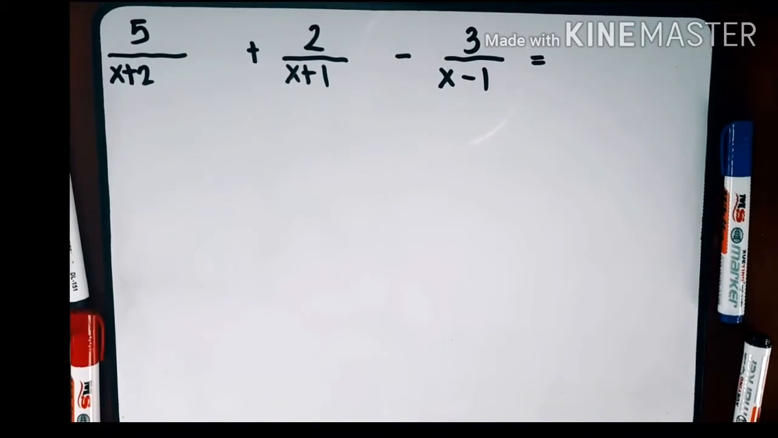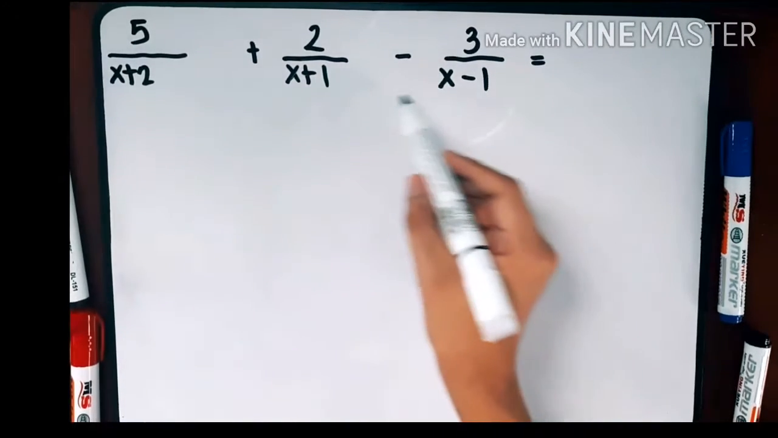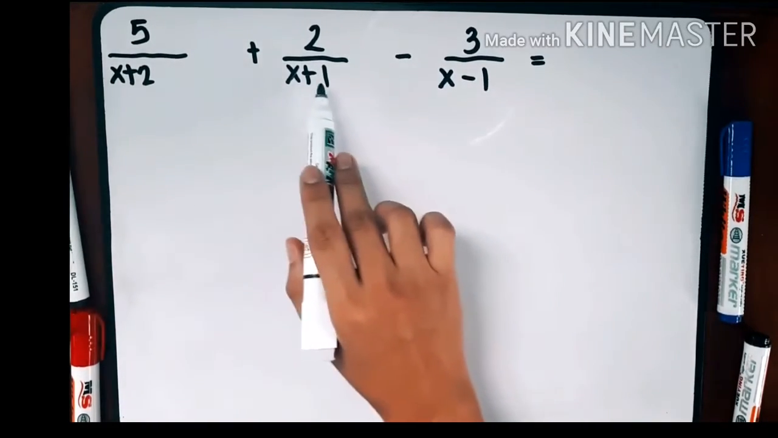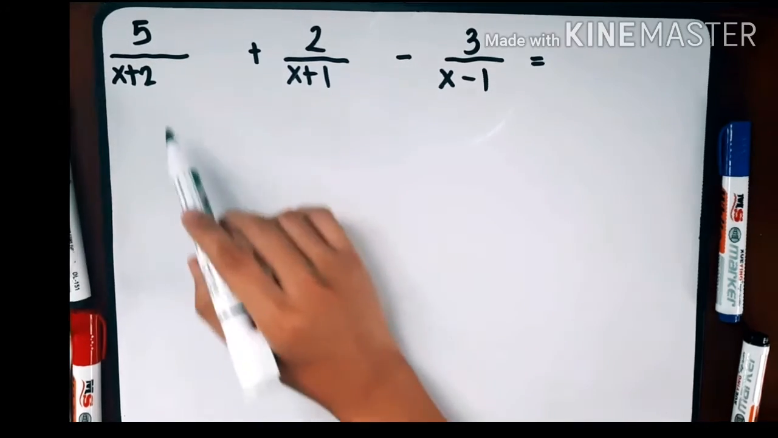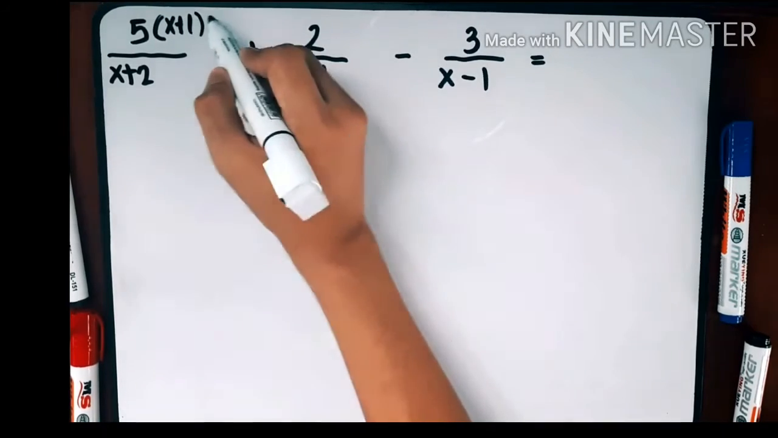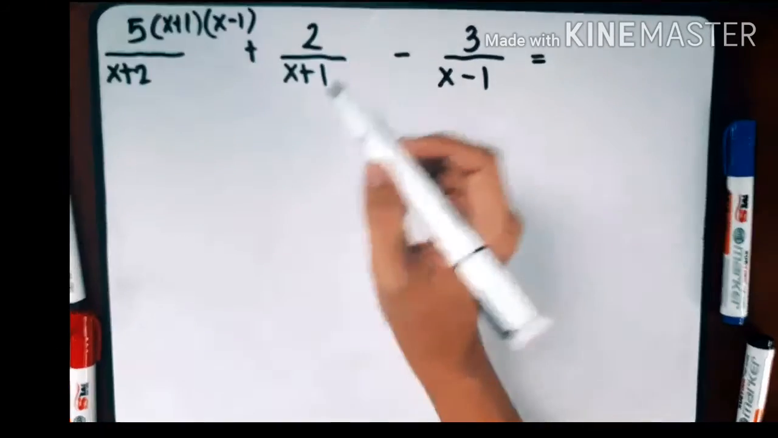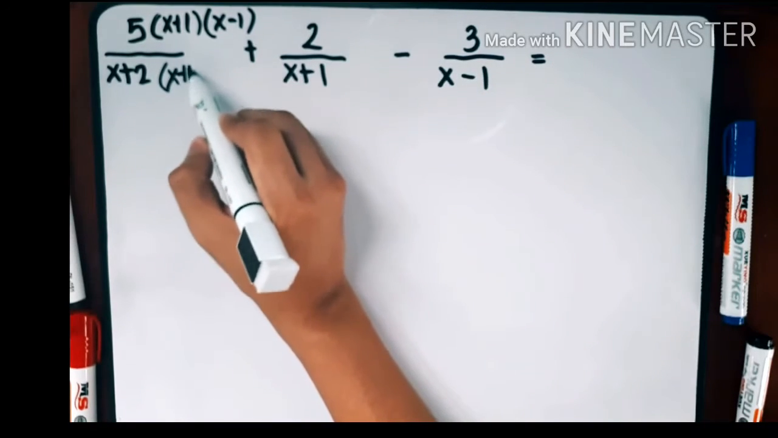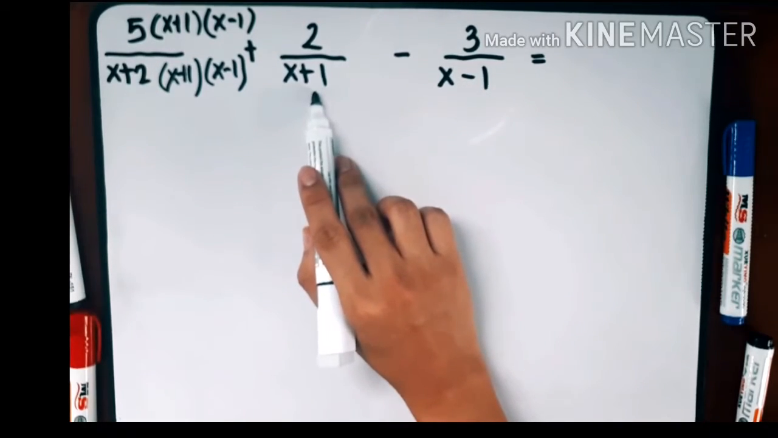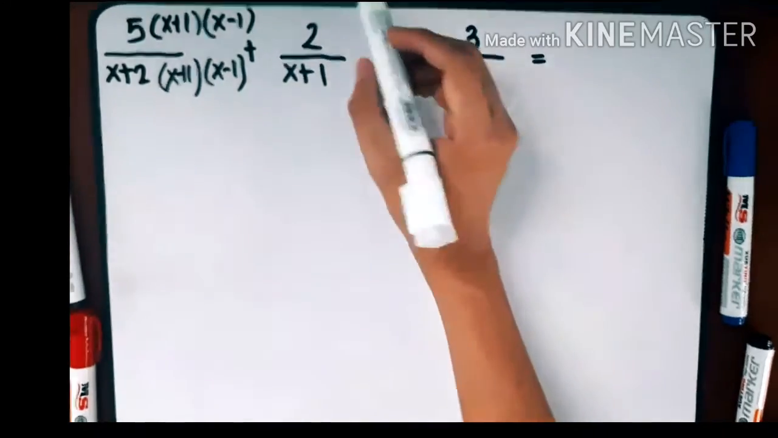Next is 5 over x plus 2 plus 2 over x plus 1 minus 3 over x minus 1. First, kunin natin yung common denominator. So, multiply na lang natin silang lahat. X plus 2, x plus 1, and x minus 1. So, kung may x plus 2 na natin dito, multiply natin siya by x plus 1 and x minus 1. Sa baba din, x plus 1, x minus 1. Kung may x plus 1 na tayo dito, multiply natin siya by x plus 2 and x minus 1.